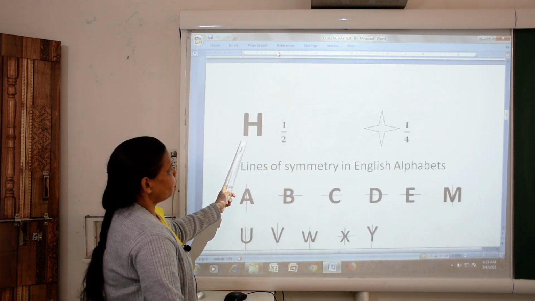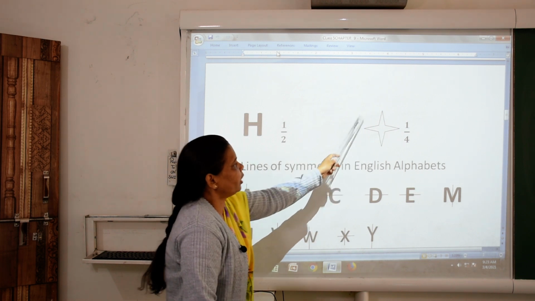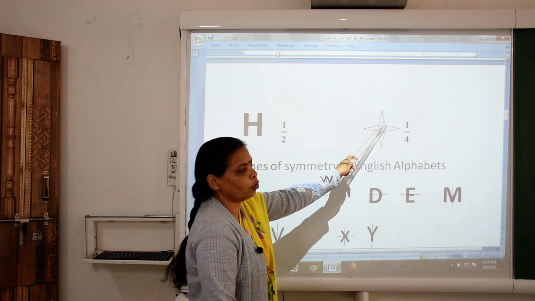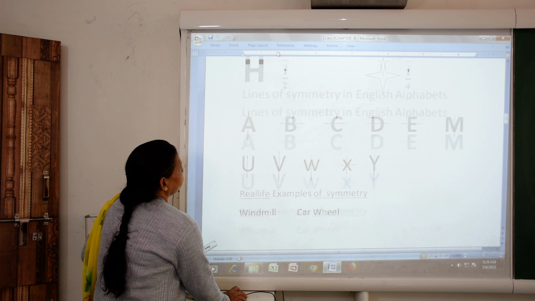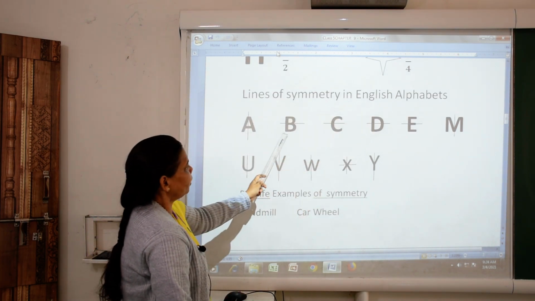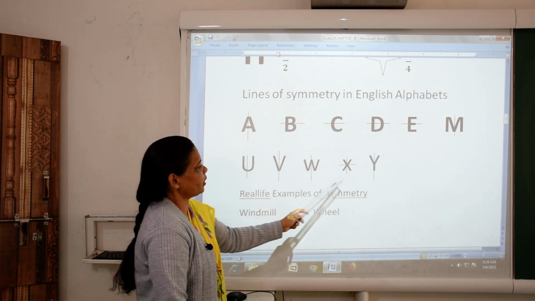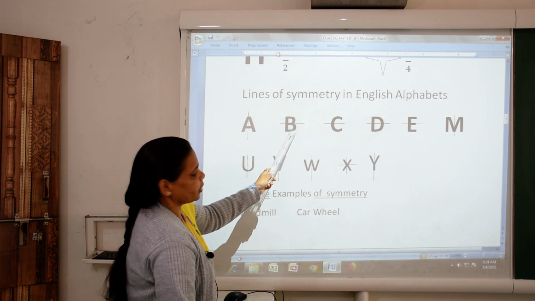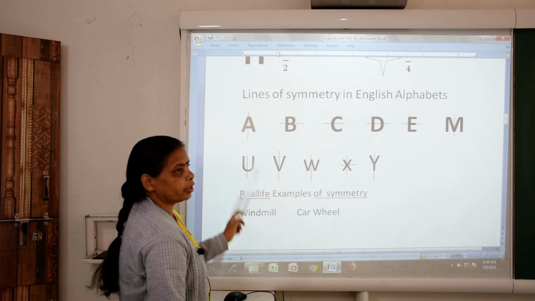This H is a half turn word and 1/4. This figure, when you rotate from here to here, quarter turn, half turn and full turn, it looks the same. Line of symmetry in English alphabet: A, B, C, D, E, M, U, V, W, X and Y. All these have a symmetry line or axis of symmetry. When we put the mirror here, it looks the same from both sides.